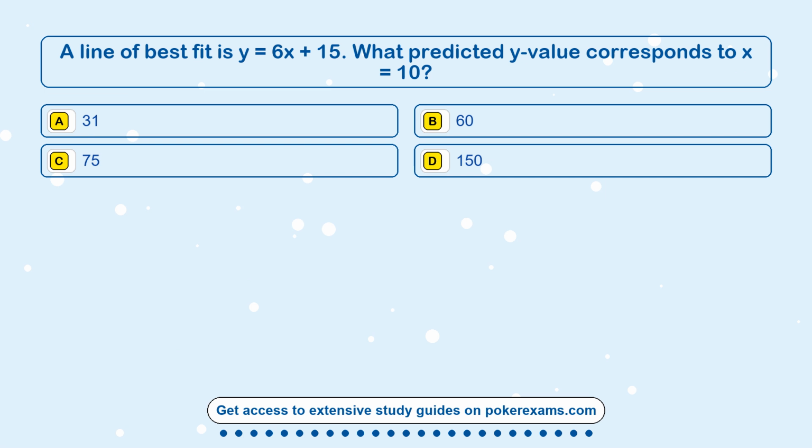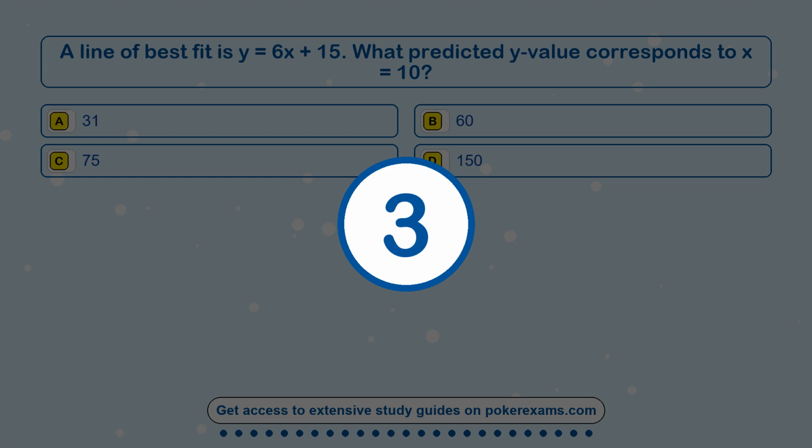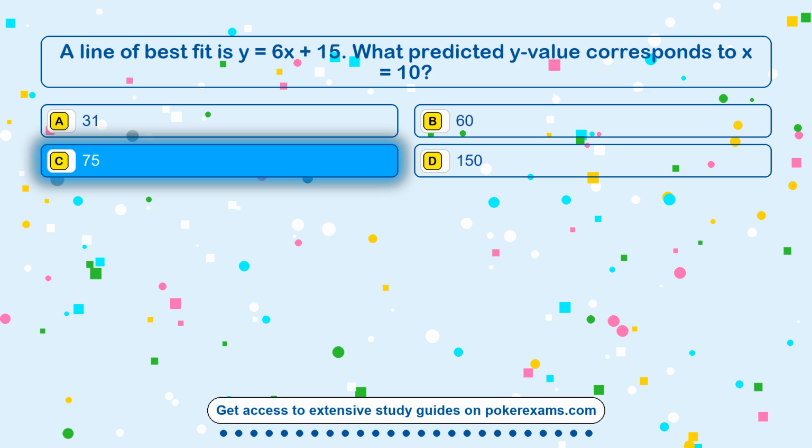Question 25. A line of best fit is y equals 6x plus 15. What predicted y-value corresponds to x equals 10? Option A 31. Option B 60. Option C 75. Option D 150. The correct answer is option C, 75.